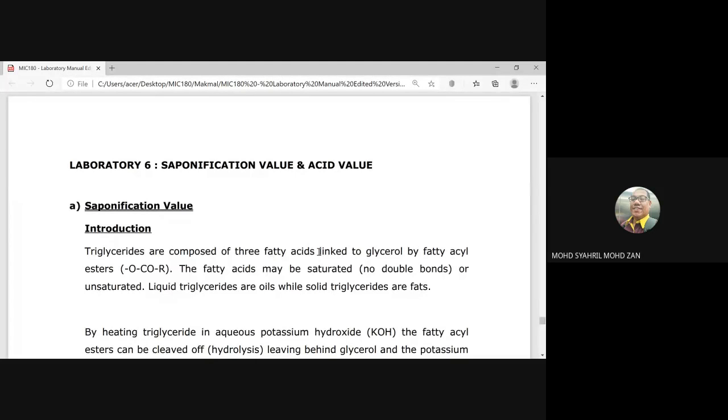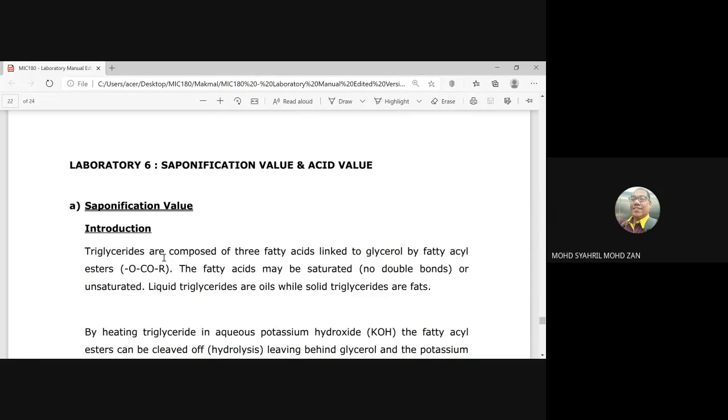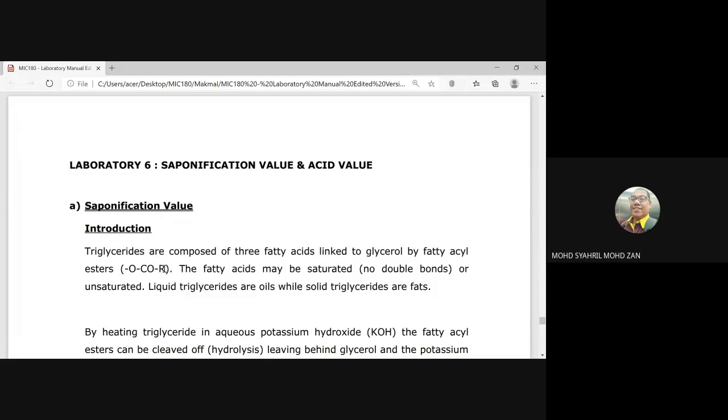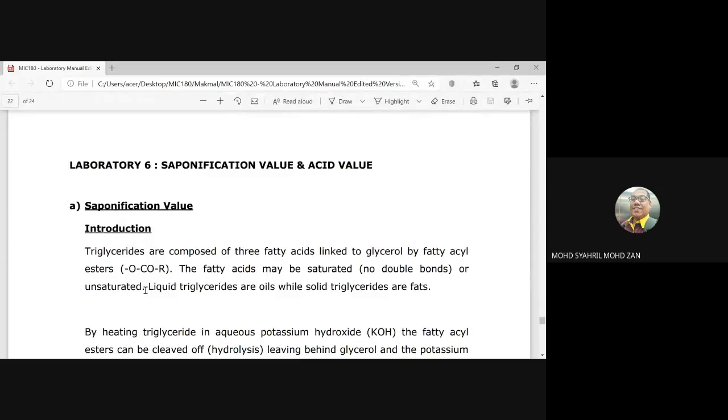What is saponification value? For that, we have an introduction. Triglyceride is what we call fat, composed of 3 fatty acids linked to glycerol by the fatty acyl ester. The bond will be oxygen, CO, and R. R represents the side chain. What we mean by side chain for triglyceride or lipid is a fatty acid. How long the chain will be depends on the number of carbons. The fatty acids may be saturated, or non-double bond, or unsaturated.